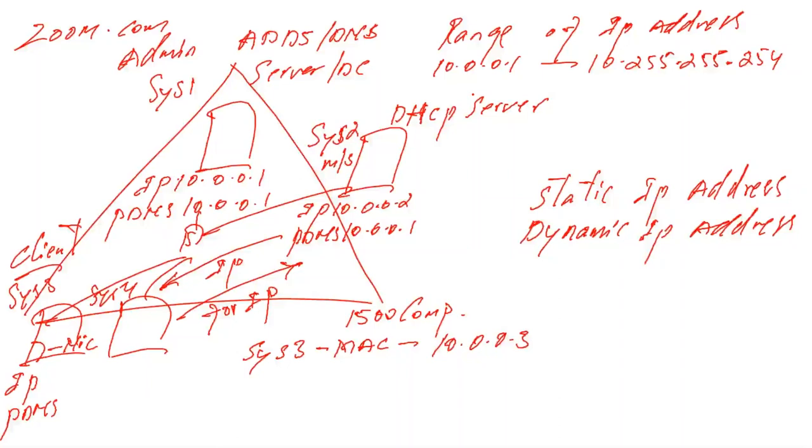So in the range, 10.0.3 is free. The DHCP server gives system 3 the IP address 10.0.3, and this information is available in the DHCP server database. So as admin, in future, if I want to know the IP of system 3, I do not need to go to the system 3 machine. I can go to the DHCP server, open the database, and check. Right now, today, what is the IP of system 3?